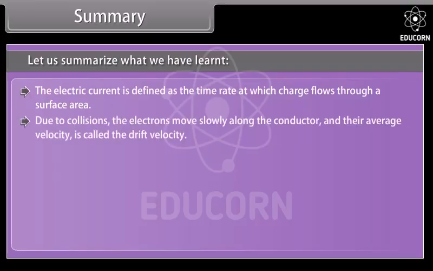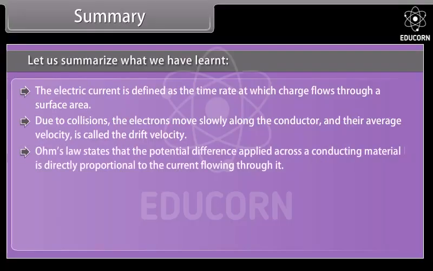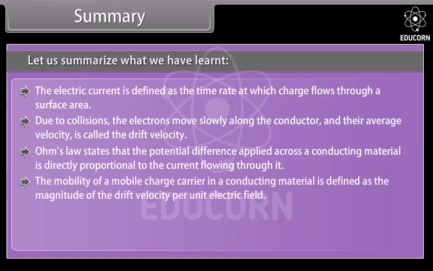Due to collisions, the electrons move slowly along the conductor and their average velocity is called the drift velocity. Ohm's law states that the potential difference applied across a conducting material is directly proportional to the current flowing through it. The mobility of a mobile charge carrier in a conducting material is defined as the magnitude of the drift velocity per unit electric field.